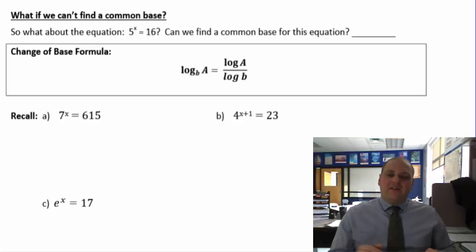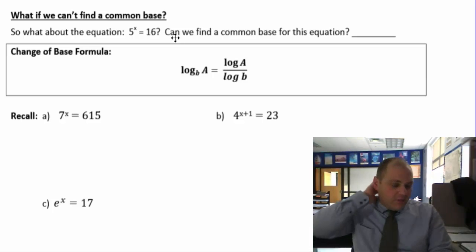What happens is sometimes you can't get a common base. So look at this right here. What about the equation 5 to the x equals 16? Well, 5 and 16, you're not going to be able to get a common base. 16 can go down to 2 or 4, but it's not going to go down to 5, right? So we're stuck. We need logarithms. This is where we're going to need logs to solve. And we're going to do a bunch of these later on, but we're just doing basic ones right here, okay?